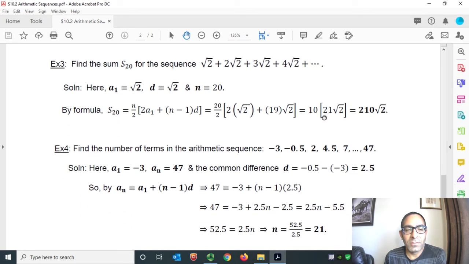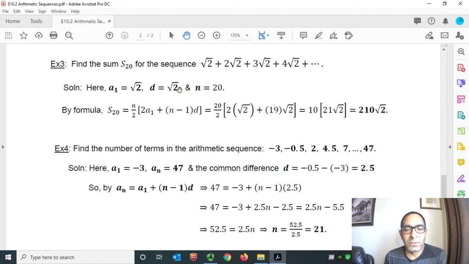Find the sum S20 for this sequence. The terms are radical 2, 2 radical 2, 3 radical 2, 4 radical 2, and so on. So begin the solutions here. a1 is radical 2. The common difference is here: 2 times radical 2 minus radical 2 is 1 radical 2.